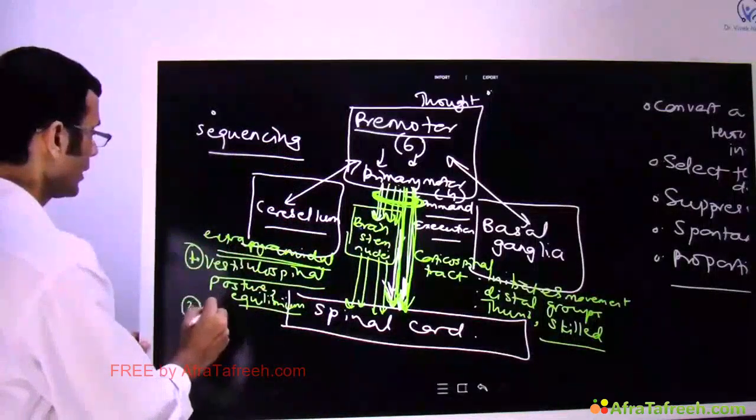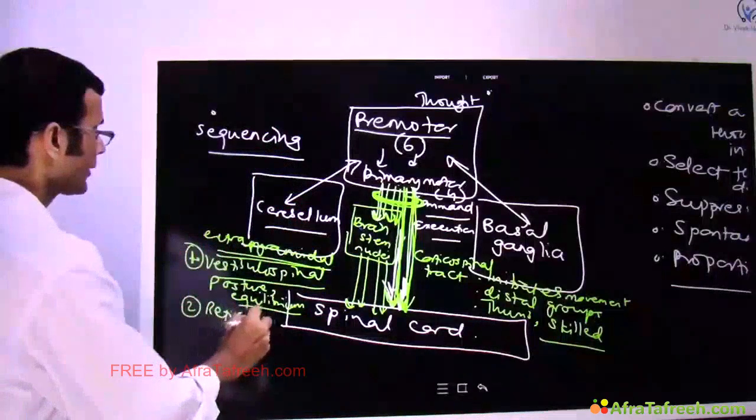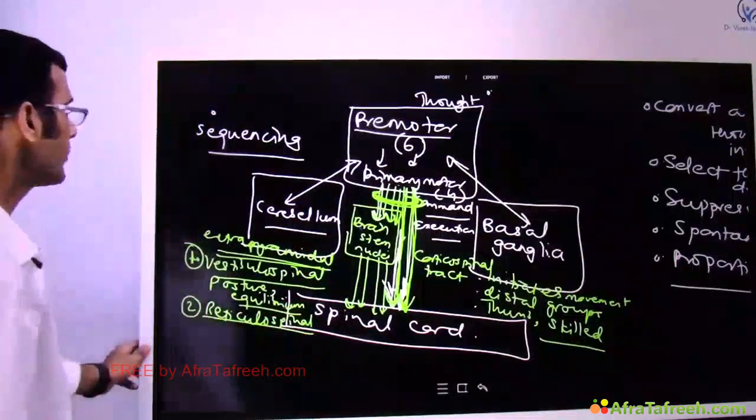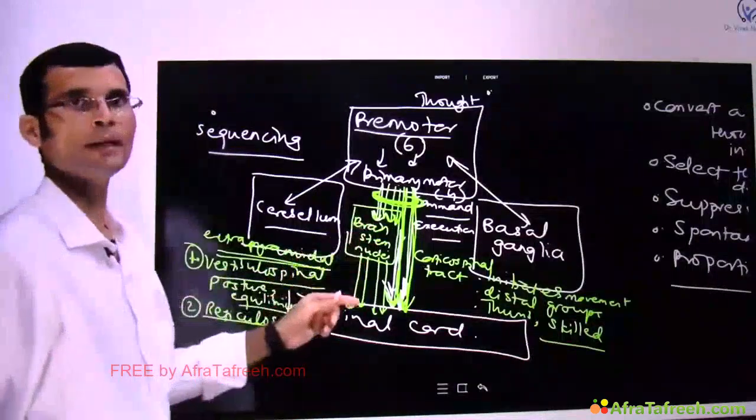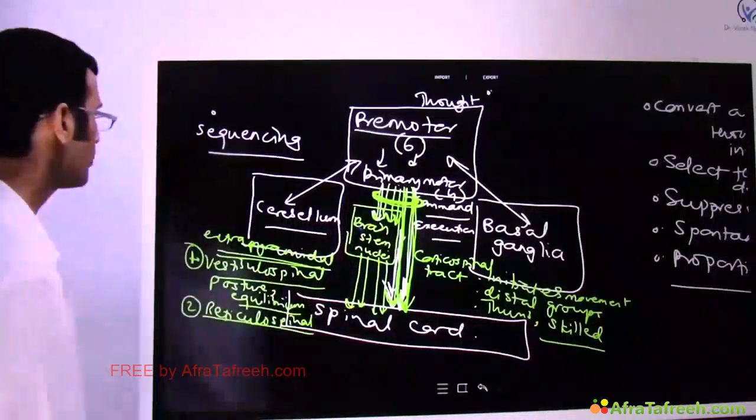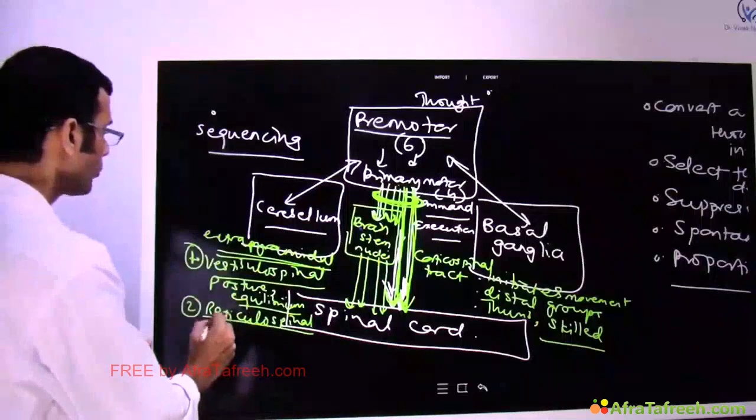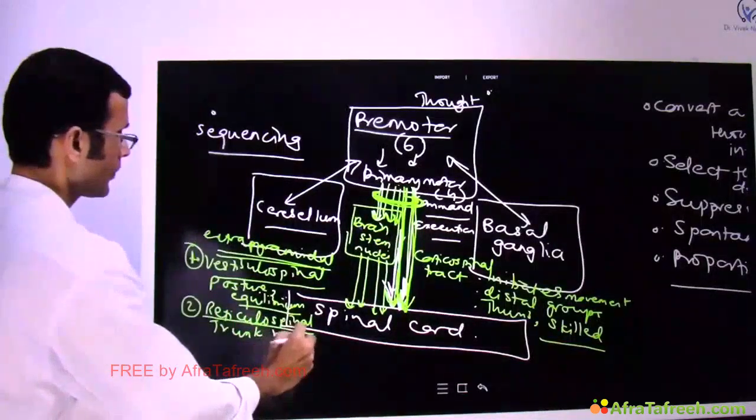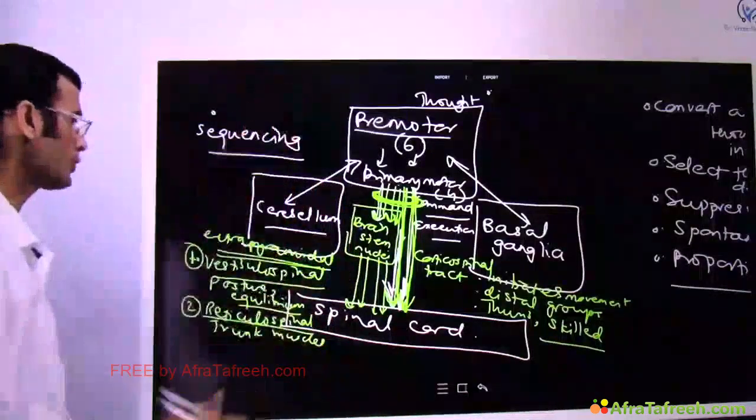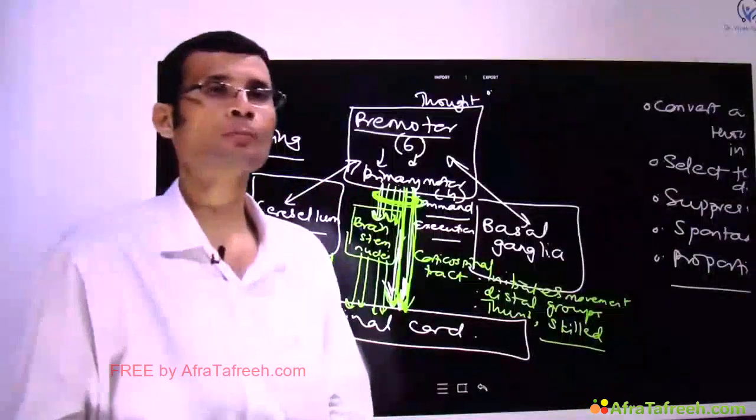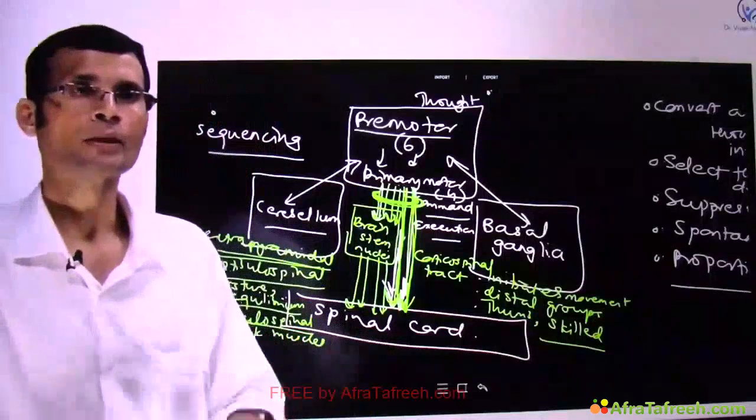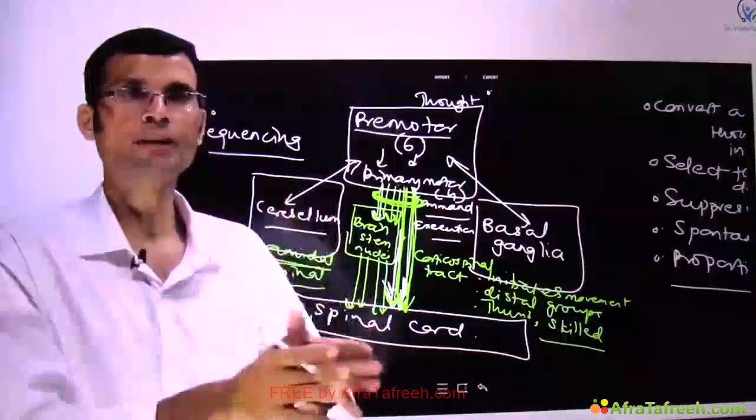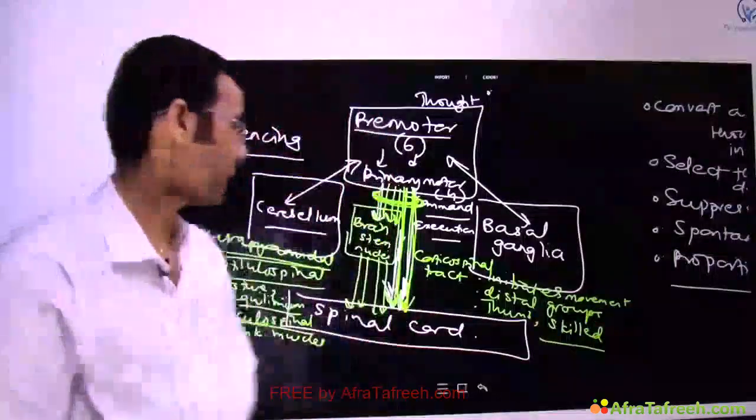Second, reticulospinal tract. Reticulospinal tract, from reticular nuclei of the brainstem to the spinal cord. Reticulospinal tract, it controls the trunk muscles. Trunk muscles, axial muscles of the body. So basically vestibulospinal and reticulospinal together will control the posture and equilibrium, balance of the body, axial muscles of the body.